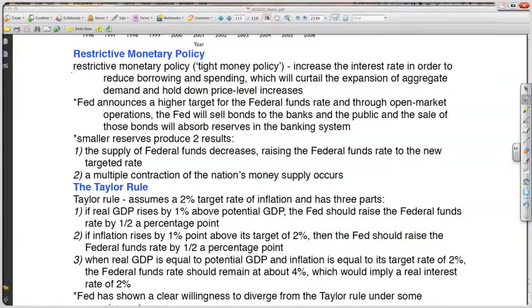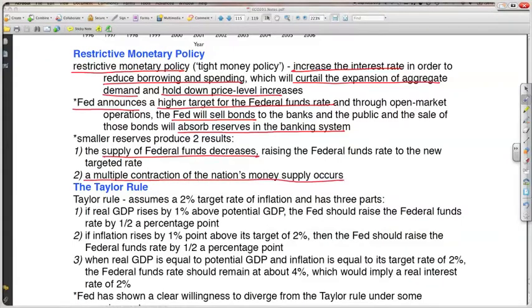If we want restrictive monetary policy, then we just do the opposite. We increase the interest rate, thus reducing borrowing and spending, which will reduce the money supply and curtail any expansion of aggregate demand. The idea when we do this is usually to hold down price levels, to keep them from increasing. The Fed may announce a higher target for the federal funds rate in their open market operations, and the Fed will start to sell bonds to banks and the public, absorbing reserves within the banking system. When it does this, the supply of federal funds decreases, and there will be a multiple contraction of the nation's money supply because of that multiplier effect.